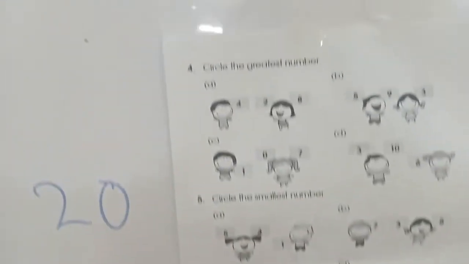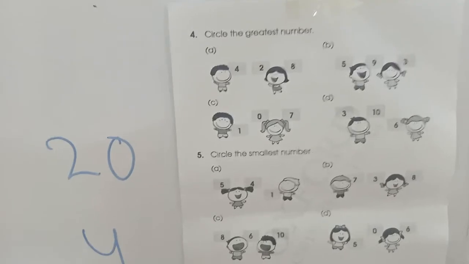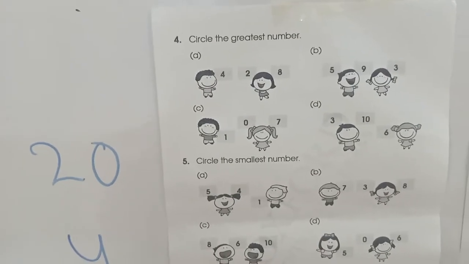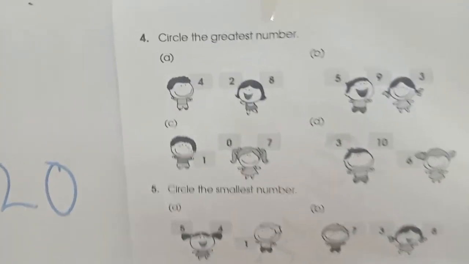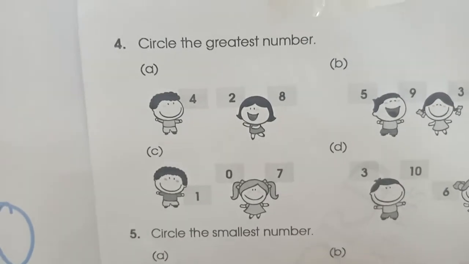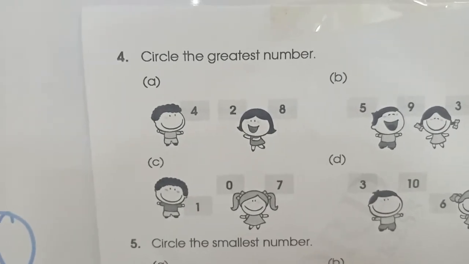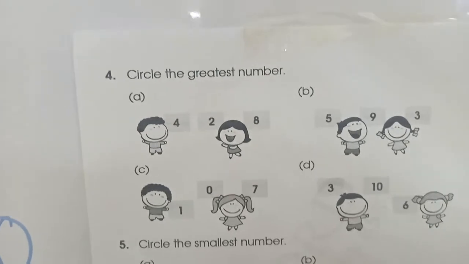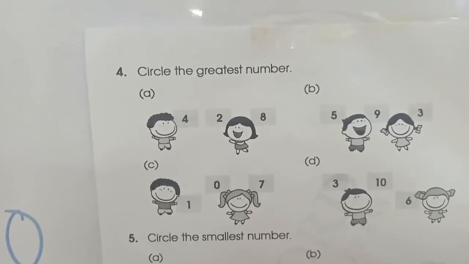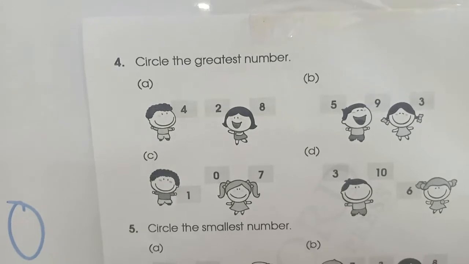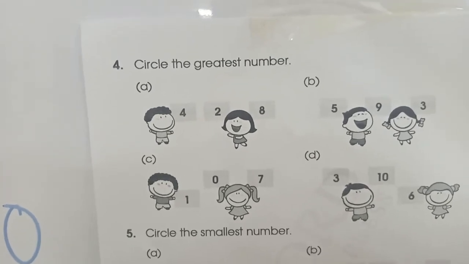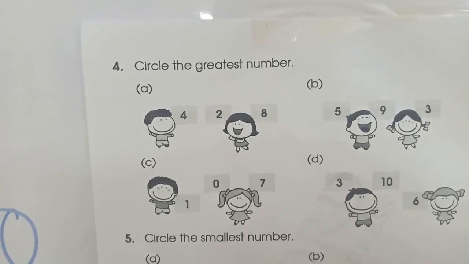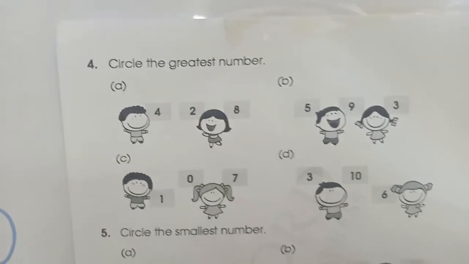Okay. Now come to page number 10. Workbook page number 10. Circle the greater number. Question number A. There are 2 kids and 3 numbers are given. 4, 2 and 8. Circle the greatest number. Which is the greatest? Yes, number 8. 8 is the greatest.